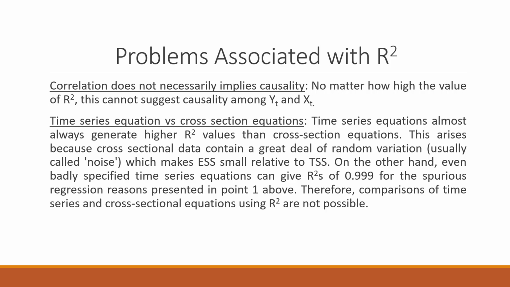On the other hand, even badly specified time series can give R square of 0.99 for spurious regressions, as there may be many terms which we may have included. For example, in our equation, I have included lag 1, lag 2 and lag 3, and as we have included more variables, the R square will increase.